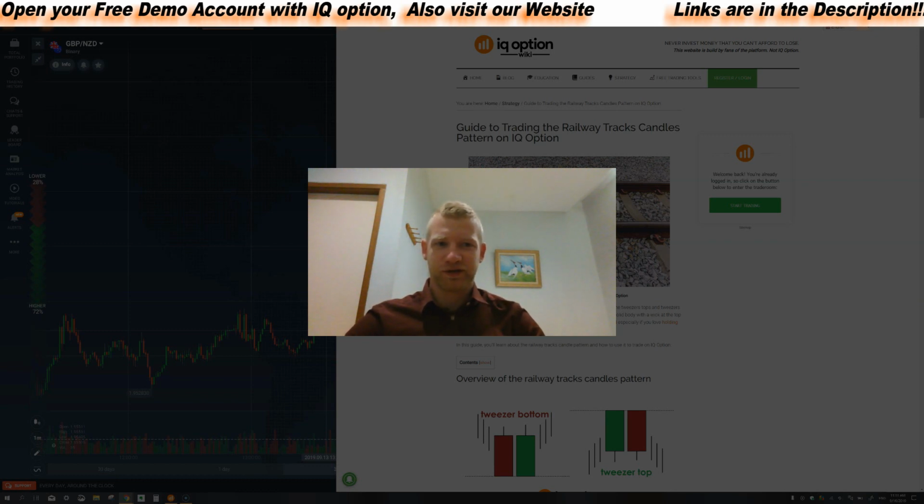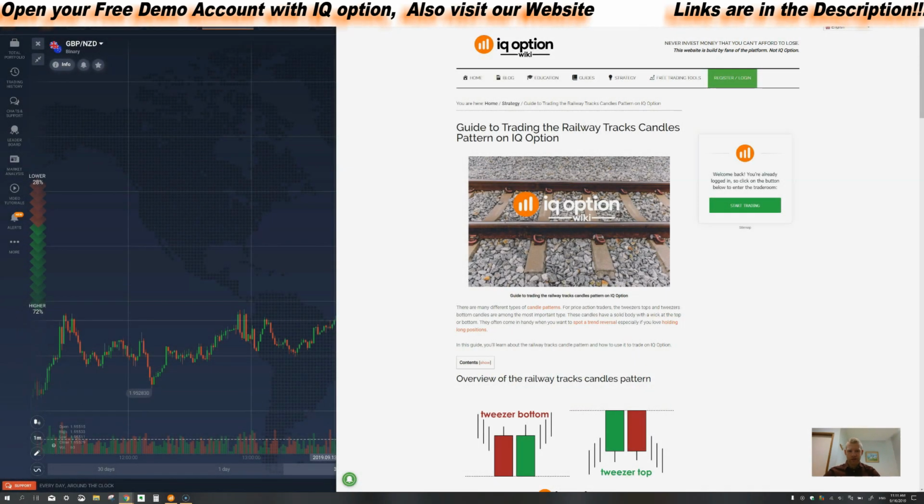We're gonna talk today about railway tracks candles. We talked about the Bullish Engulfing candle, the doji and the pin bars, and today we're gonna talk about the railway tracks, which is a pattern that is used on a slightly longer time frame than the other reversal patterns we have discussed in previous videos. So let's dive into our website here.